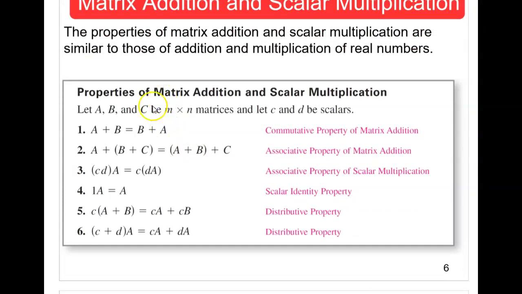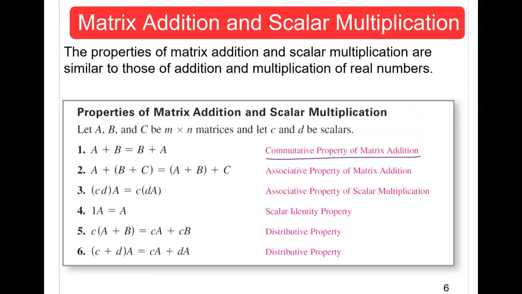Now, let's go over some of the properties of matrix addition and scalar multiplication. So we have that the properties of matrix addition and scalar multiplication are similar to those of addition and multiplication of real numbers, except for one, but actually we're not going to discuss that one yet. So right here, yes, for addition, just like we have with numbers, commutative property of addition, like 2 plus 3 is equal to 3 plus 2. That is the commutative property with real numbers. So the same thing applies to addition with matrices.